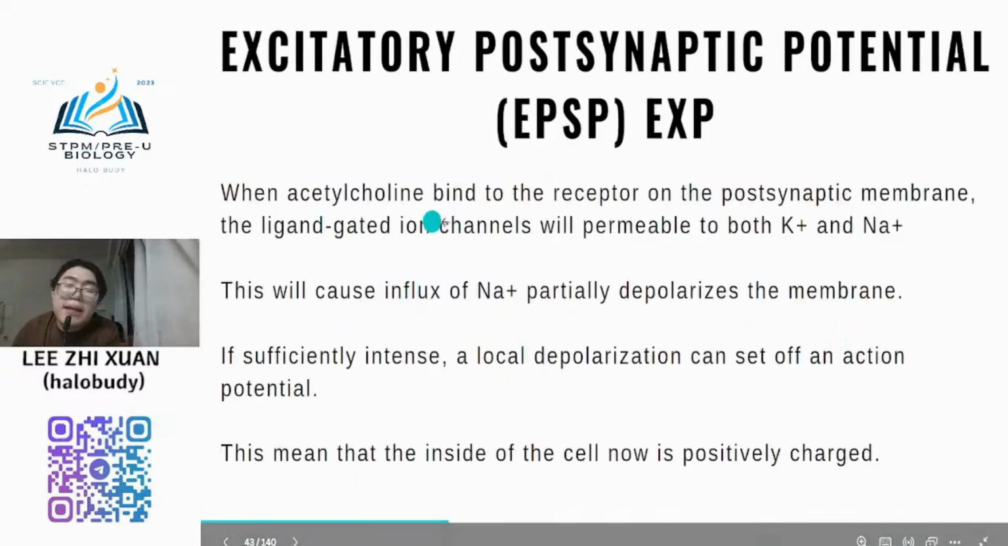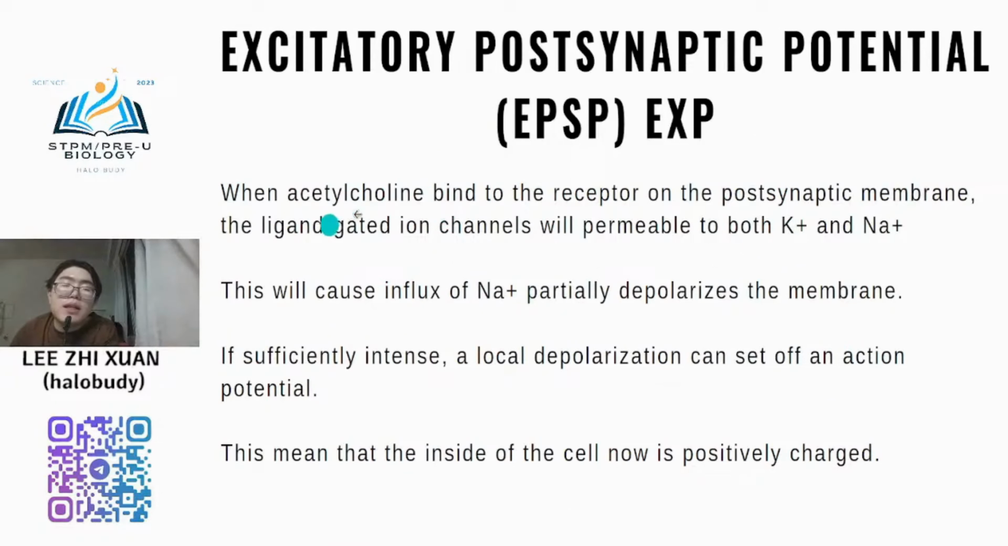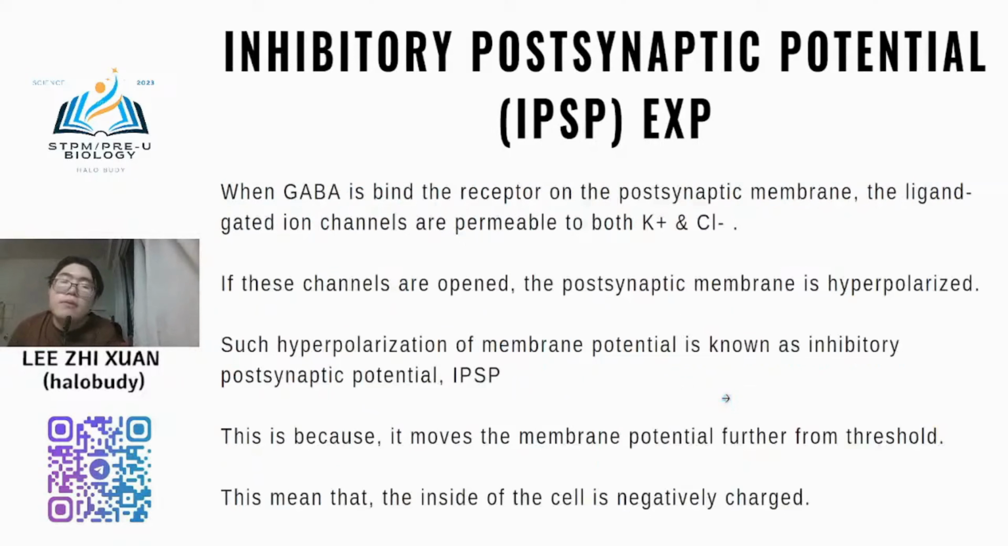So in EPSP, normally the neurotransmitter used is acetylcholine. Normally it will bind to the receptor and be permeable to both potassium and sodium, and then the sodium ion will influx into the membrane to depolarize it, so that it will trigger the action potential. But IPSP is different.